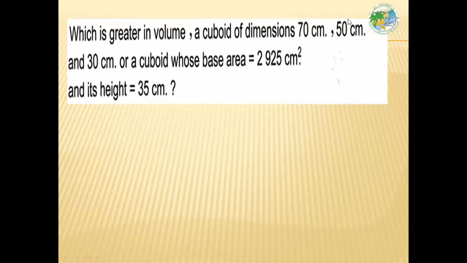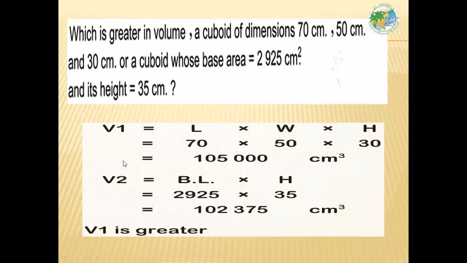Fine. Now, the first cuboid has dimensions 70, 50, and 30. Then we can calculate the volume for this cuboid. For the other cuboid, we don't have dimensions, but we have the base area and the height. The volume of a cuboid is base area times height. Then V1 equals length times width times height, so 70 times 50 times 30 equals 105,000 centimeters cubed. V2 equals base area times height, which is 2925 centimeters squared times 35. Then the final answer equals 102,375 centimeters cubed.